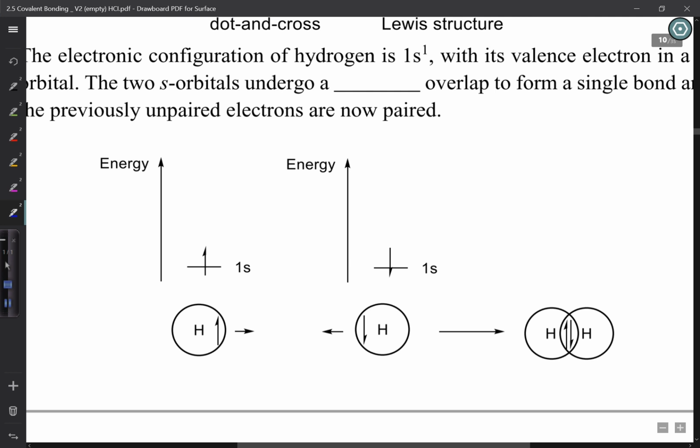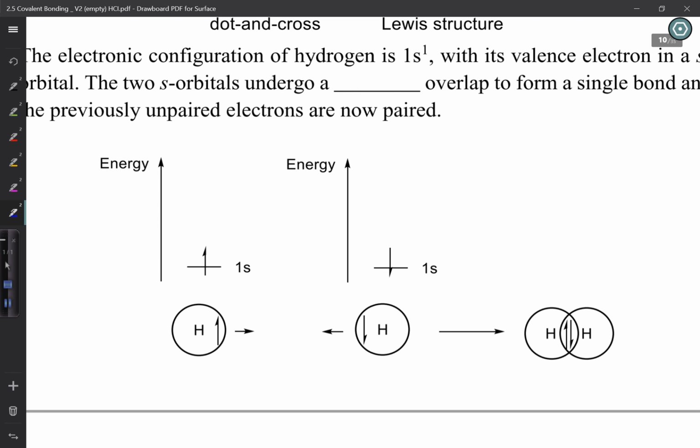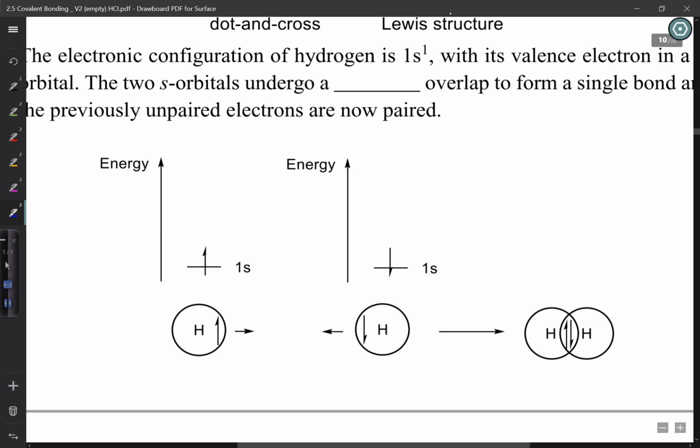Why do we have opposite spins? Why not the same spin? Why not both of them point in the same direction? What rule will be violated? What rule is that? You learned it in atomic structure, right? That is called Pauli's exclusion principle. No two electrons can have the same spin, or rather the same set of quantum numbers. Correct? So that's why both of them must be in opposite directions.